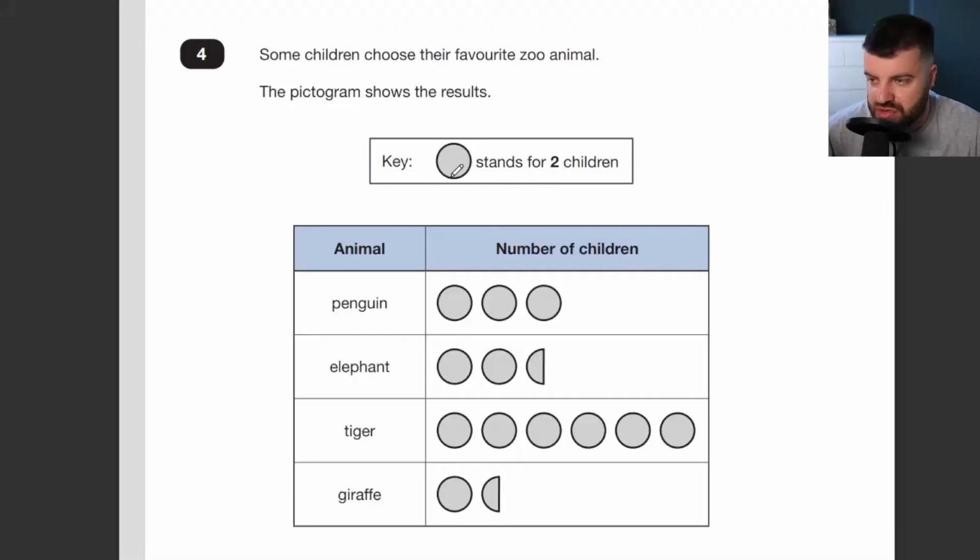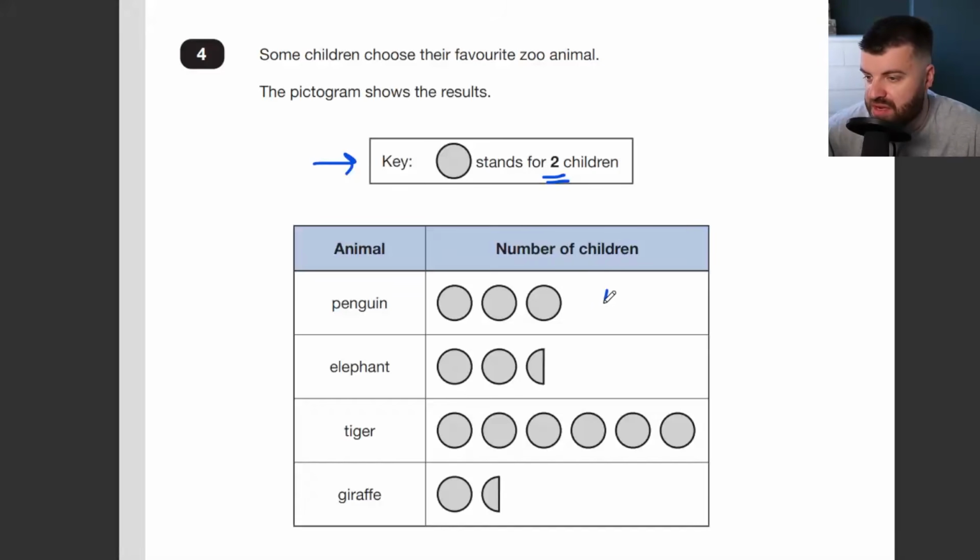Question 4, some children choose their favourite zoo animal. The pictogram shows the results. The key is always super important in the pictogram. Luckily for us, it's quite a simple number of just 2. Before I even read the question, here's what I'm going to do. I'm going to count up and convert these symbols into numbers.